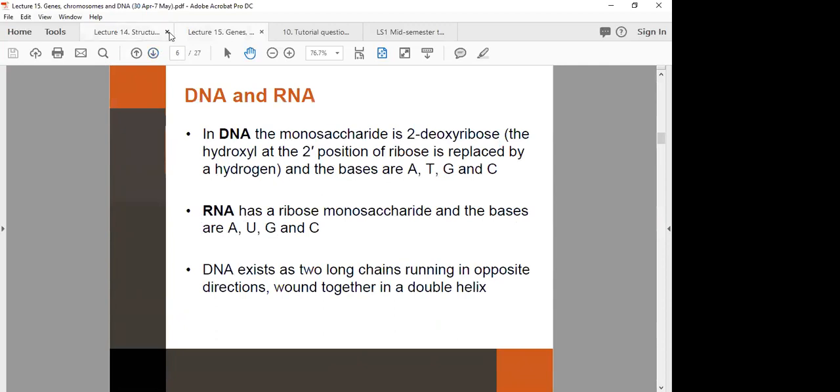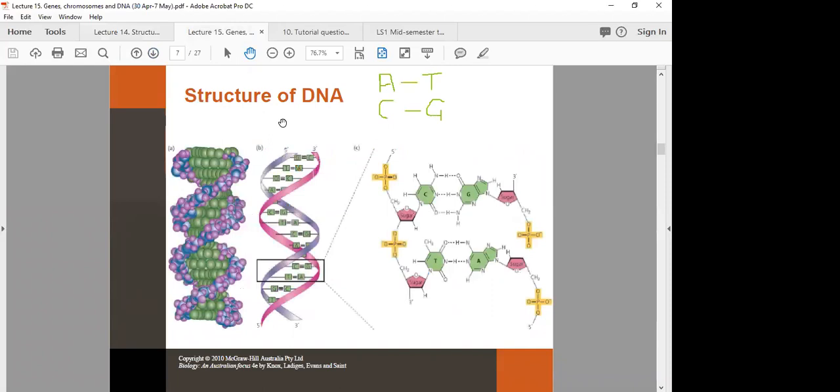So let's revise our base pairing rules. Who remembers what they are? Base pairing rules in DNA. A always pairs with, does anyone remember? A always pairs with T, and C always pairs with G. Okay, and we'll see that in just a minute. Oh, here we go, on the next slide.